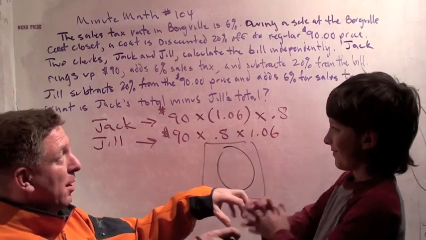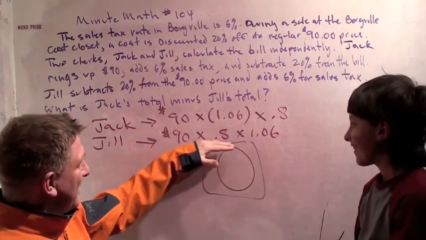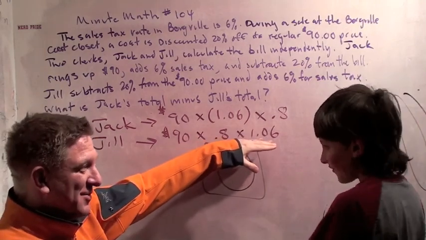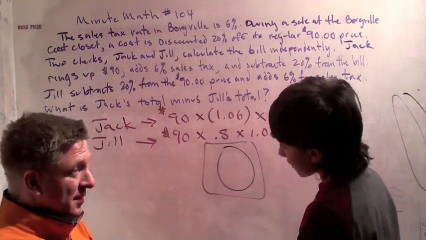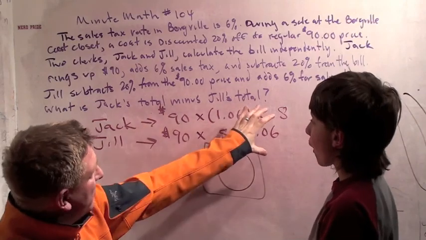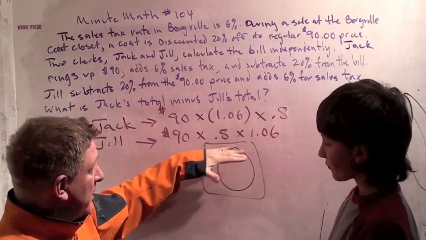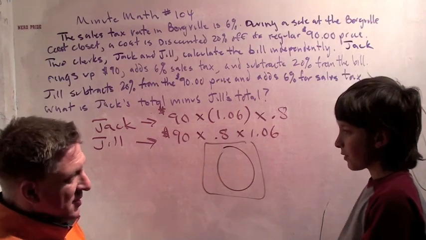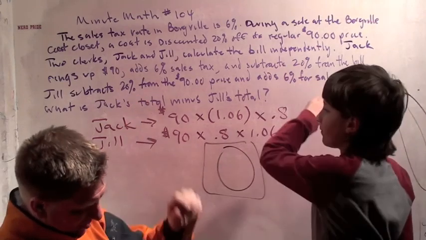Okay, so let's rewind. Hey, you know what 90 times 0.8 is? 72. Good job. And then we have to multiply that by 1.06. Now that's going to be tricky, right? Okay, so we avoided all the tricky math by seeing that this was commutative, right? And so the difference between their two numbers is? 0. Good job.